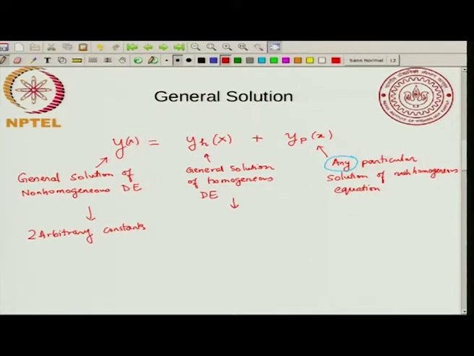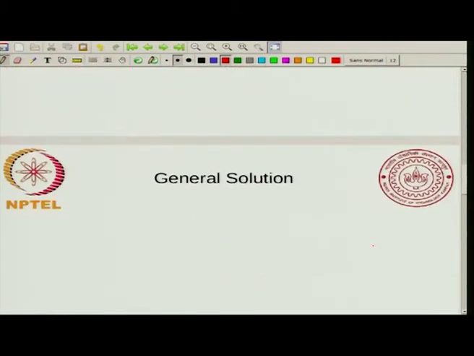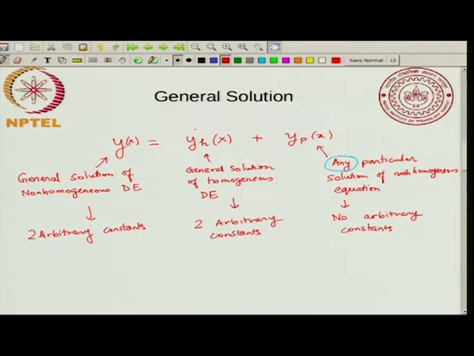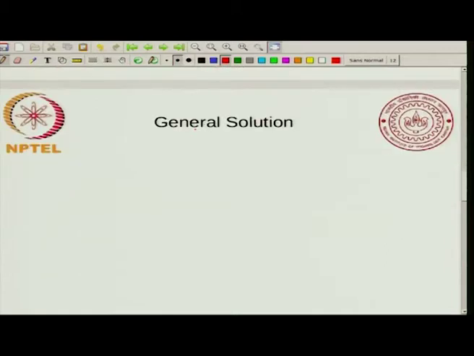Now the general solution of the homogeneous differential equation will also have two arbitrary constants. But this particular solution will have no arbitrary constants. So the two arbitrary constants for y came entirely from y h. I think it's best if we look at an example just to illustrate this point. So let's look at an example now.